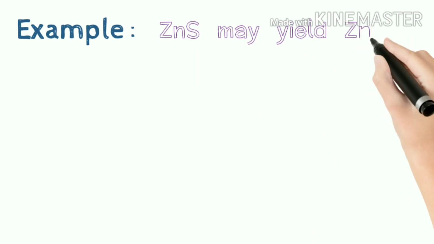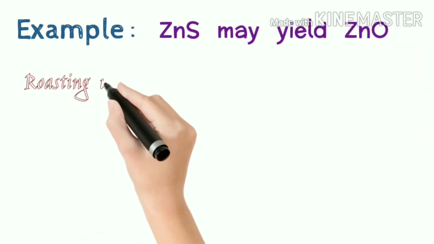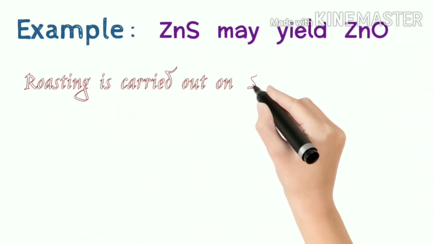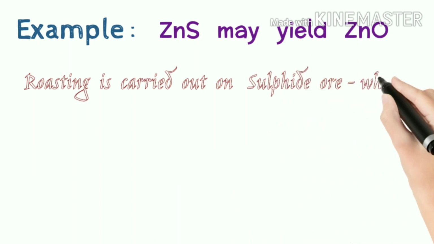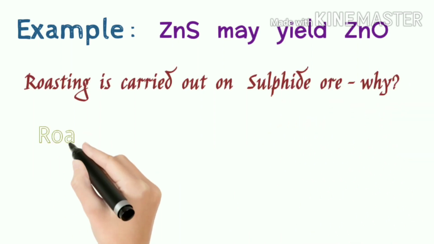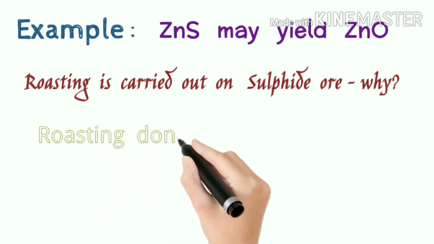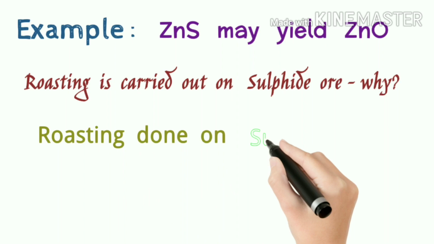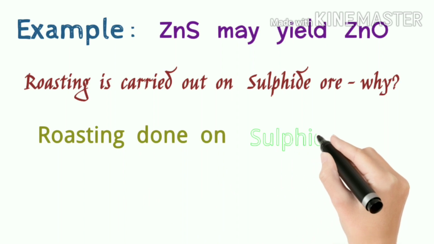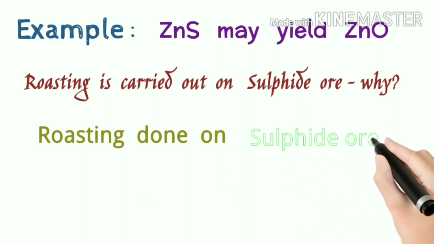So what will happen to zinc sulfide if it undergoes roasting? In the presence of excess air, it will convert itself into zinc oxide. So roasting is carried out on sulfide ore only. Why? That question will arise in your mind. So why are we doing the roasting process on the sulfide ore?